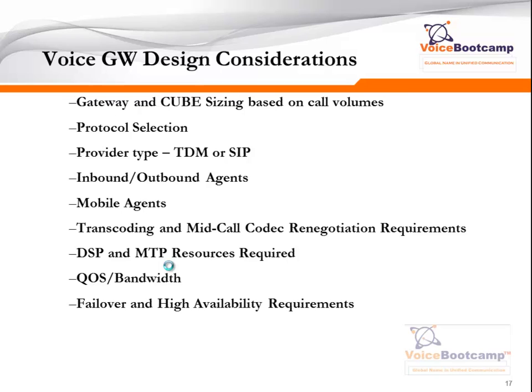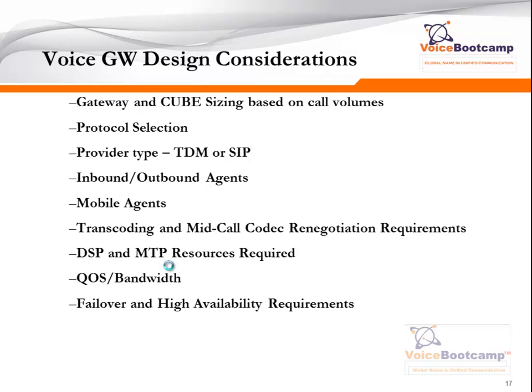So whenever you're designing voice gateways, always consider various aspects. For example, you want to make sure that the gateway you select will be able to handle the number of calls that you have. The gateway can support the protocol that you're about to select, whether it's H.323 or SIP. Let's assume you buy a third-party gateway that is acting as an MGCP gateway. Well, a third-party MGCP gateway may not work with call manager, for example. Provider type: whether the gateway is going to interconnect with a TDM network or a SIP trunk provider.